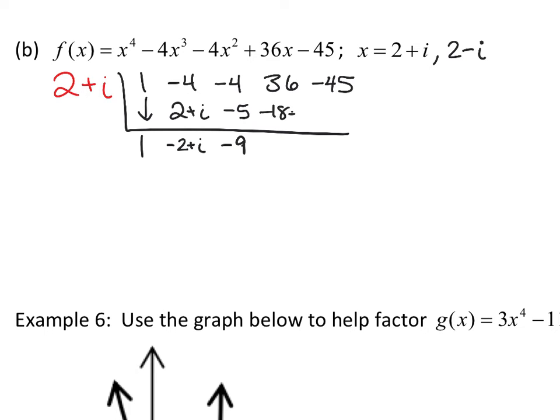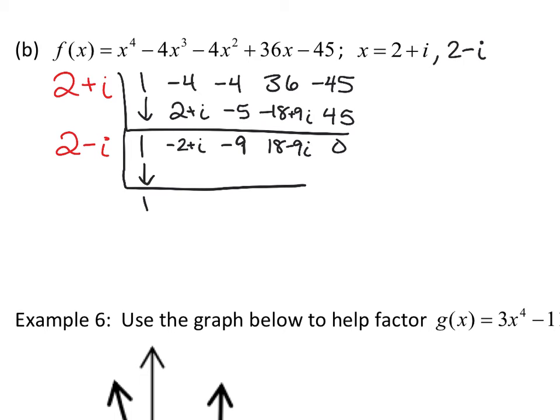multiply, add, multiply, add. Phew. It's ugly, but we got a remainder of 0. That means we know it's a factor, which is a given. Repeat. Bring down, multiply, add, multiply, add, and on until you get another remainder of 0. Yay!